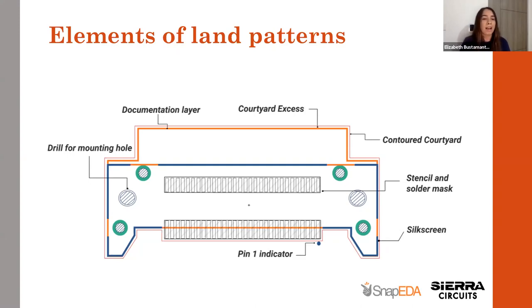So then we have the courtyard. When we're talking about courtyard, we need to mention that there are two terms. The first one is the courtyard boundary, and the other one is the courtyard excess. The courtyard boundary basically provides the minimum electrical and mechanical clearance around the combined component body and your land pattern boundaries. And then the courtyard excess is actually the clearance. The clearance is the area between that rectangle containing the land pattern and the component and the outer boundary of the courtyard.